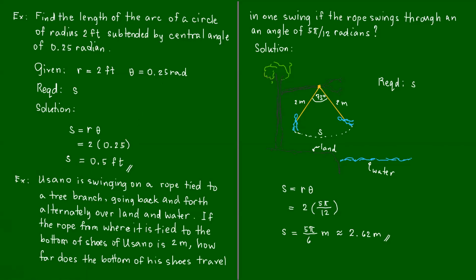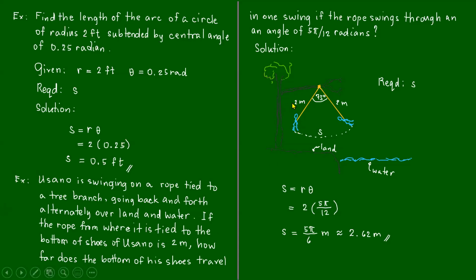Usano is swinging on a rope tied to a tree branch, going back and forth alternately over land and water. If the rope, from where it is tied to the bottom of Usano's shoes, is 2 meters, how far does the bottom of his shoes travel in one swing if the rope swings through an angle of 5 pi over 12 radians? So, the solution.